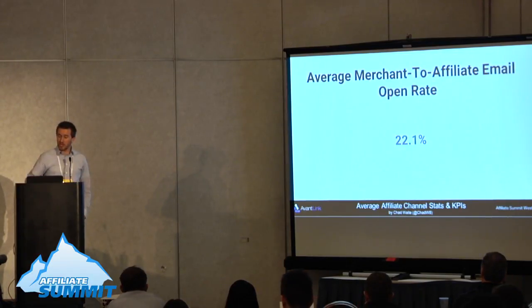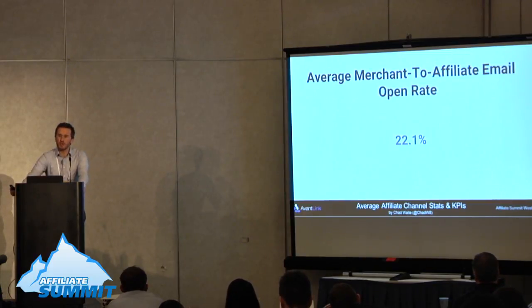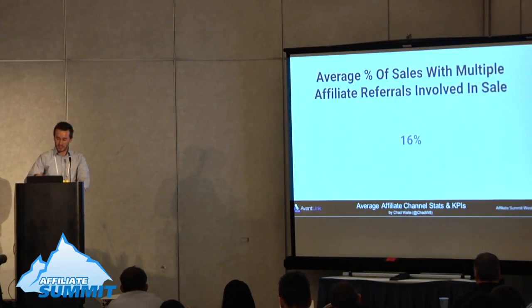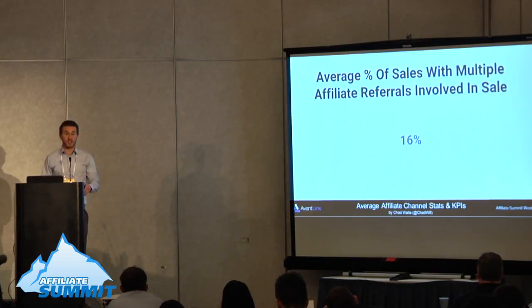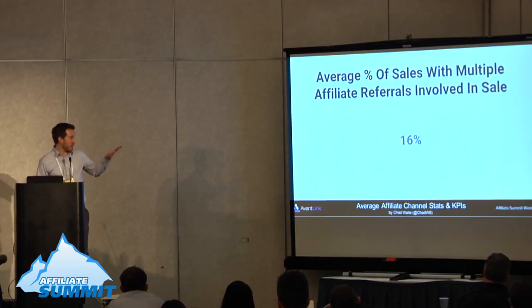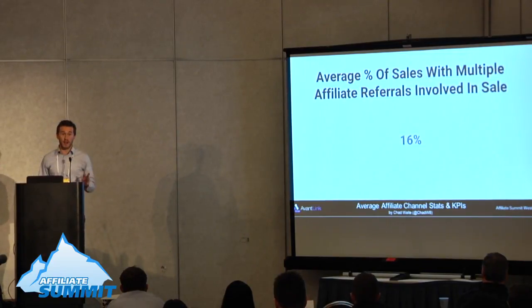I mentioned communication, email rates. What we see on the network from a merchant-put-together email to their affiliates, we typically see about a 22.1% open rate. That's run of the mill right there, nothing to scream from the rooftops about. Average number of sales with multiple affiliate referrals involved. This goes into the deep, dark world of attribution. I'm not going to go down that rabbit hole right now, but it's 16%, roughly 1 in every 6 sales has multiple affiliate referrals.